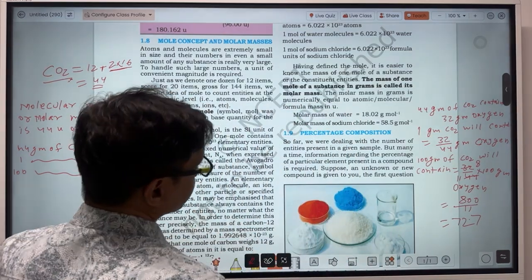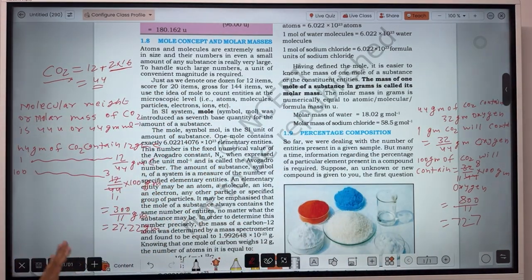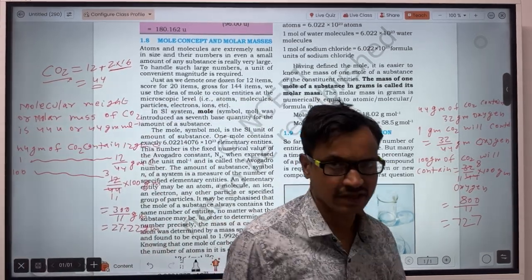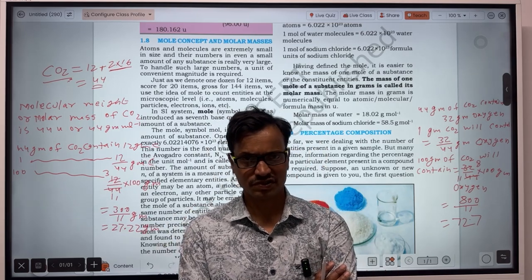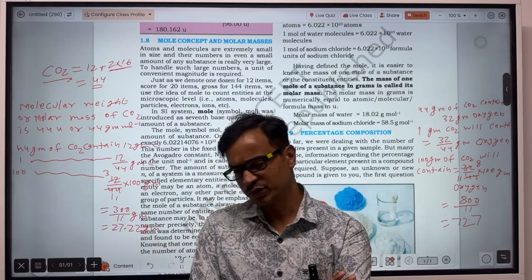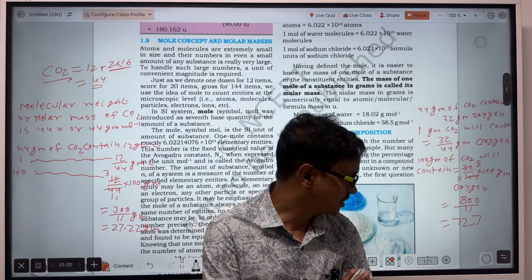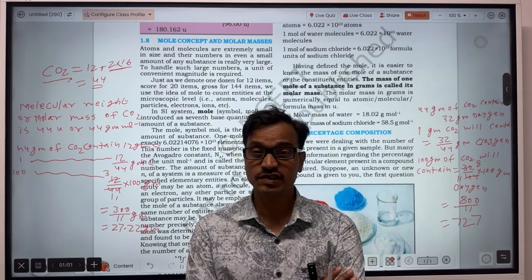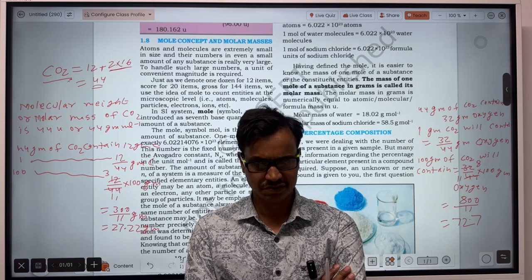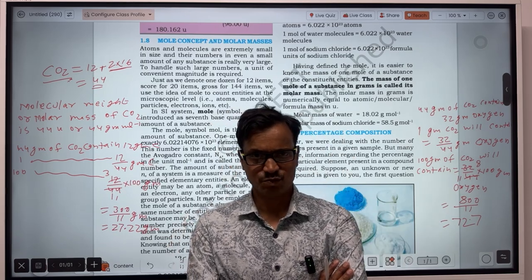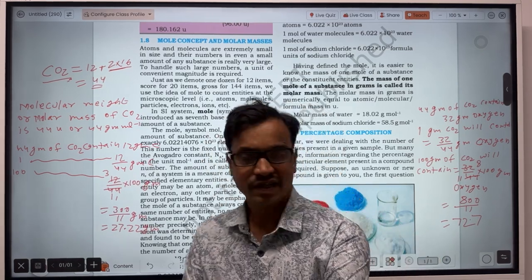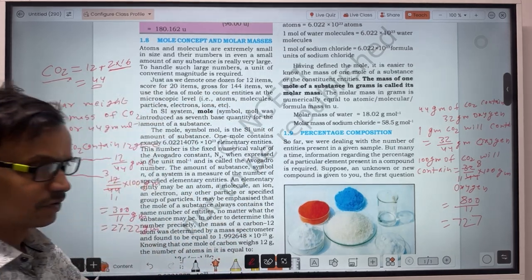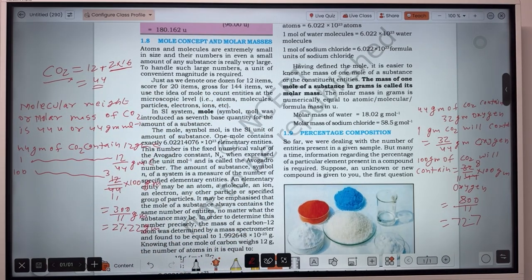So that means the percentage composition in CO2 is 27.22% carbon and 72.7% oxygen. Here the meaning of this is that the percentage composition of CO2 is 27.22% carbon and 72.7% oxygen. So that you may write in your notebook, you should write that the percentage composition of CO2 is 27.22% carbon and 72.7% oxygen. Okay.